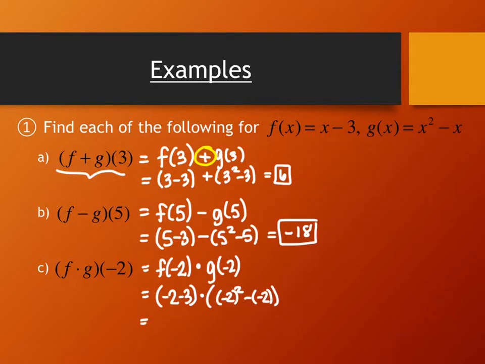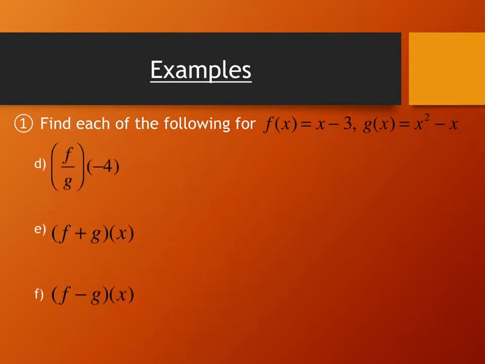-2 minus 3 would be -5. What's -2 squared? 4, and then minus a -2, right? Plus 2, so that's 6, right? So I've got times 6 here, and -5 times 6 would be -30. Okay? This one's -30. I've so far added, subtracted, and multiplied, so what's next?